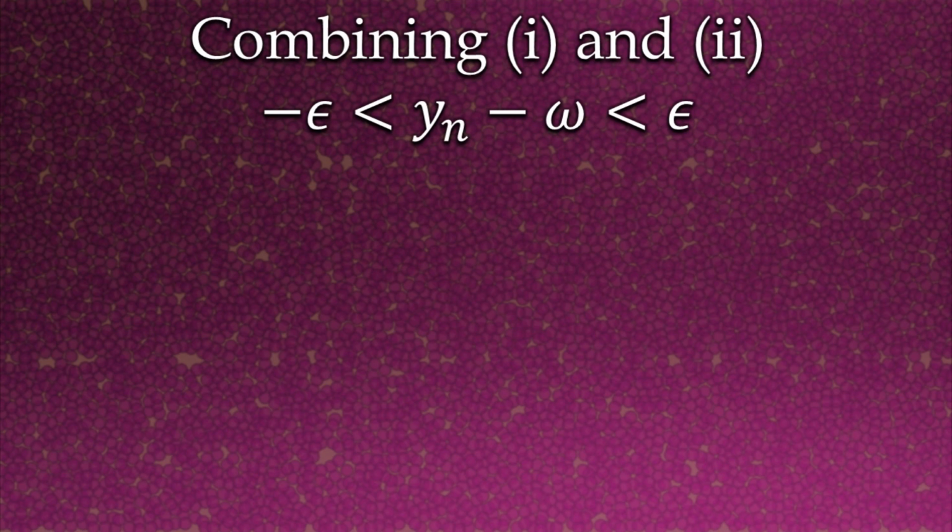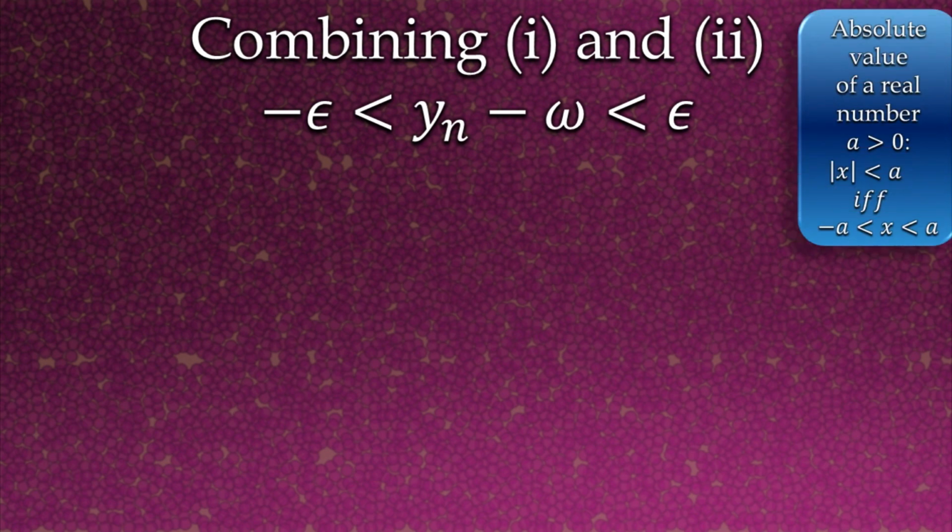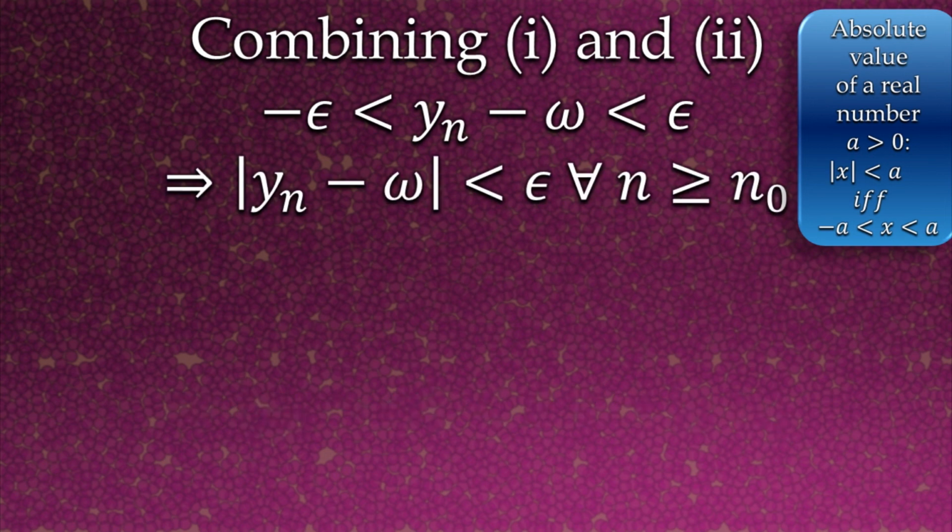Do you remember the rule I told you earlier about absolute values? Yeah, this one right here. We can apply this rule, the same exact rule, on the inequality that we just created, because it works both ways. Now we can say that mod of yn minus omega is less than epsilon for all n greater than or equal to n naught.